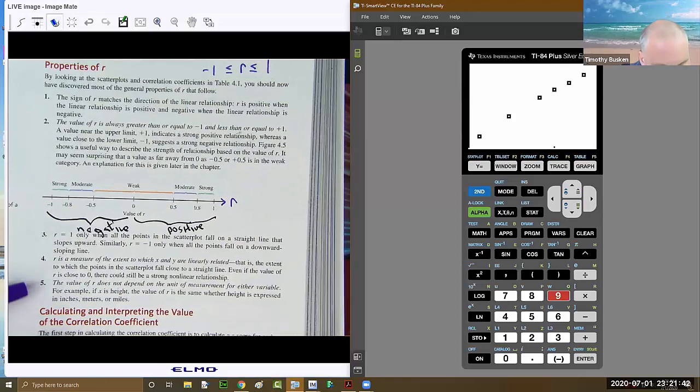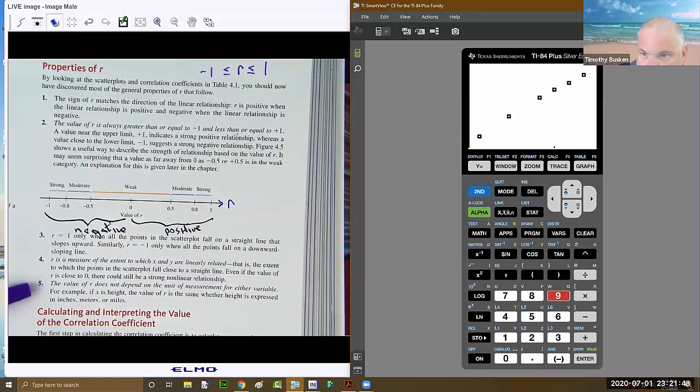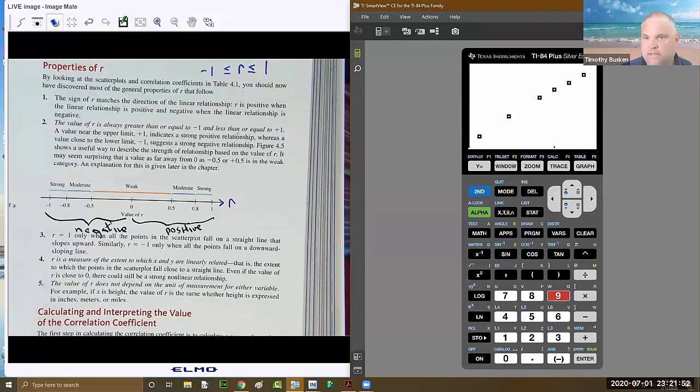And then finally, property 5 here, the value of R does not depend on the unit of measurement for either variable, because when you look at the formula, the numbers that are going into the formula will not have any units on them. And so the input is pure numbers with no units, and the output of the R formula is pure numbers with no units.